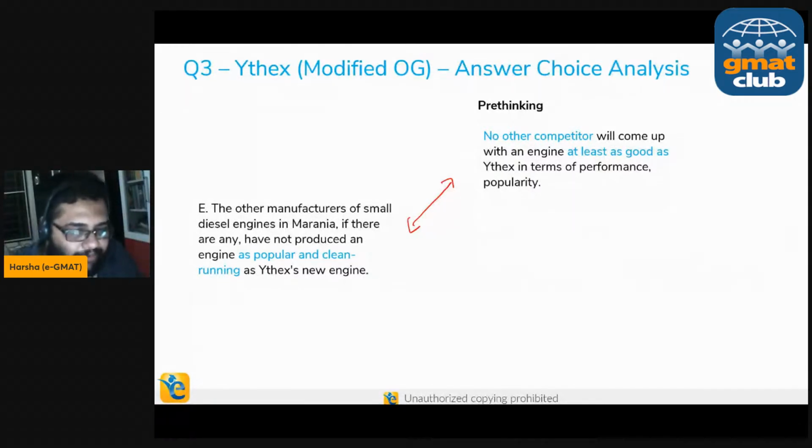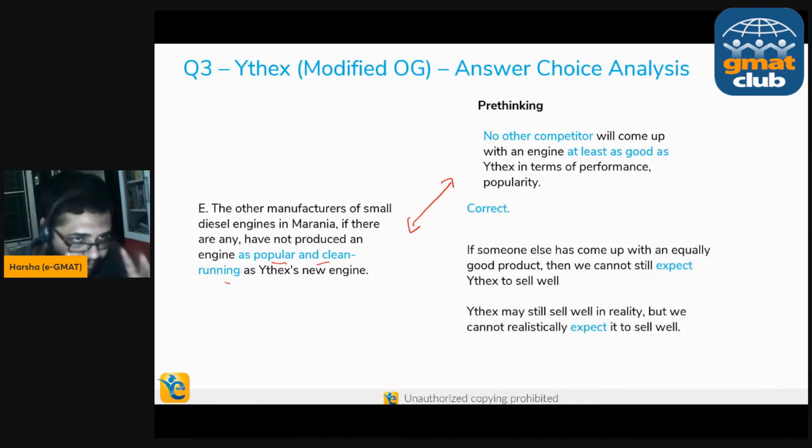Why? Because if somebody has come up with a product that's at least as good, as popular as Vitex is expected to be, as clean running in terms of performance, then can you still expect Vitex to sell well? No. Again, Vitex may still sell well in reality, but that expectation you cannot have. You cannot make that claim that you expect it to sell well if somebody else has a good product. So option E is the correct answer.